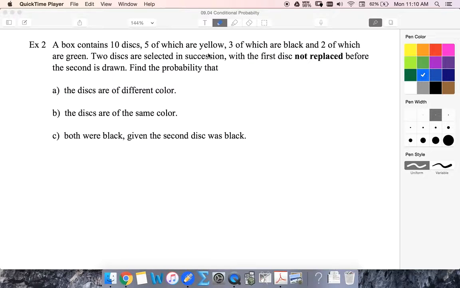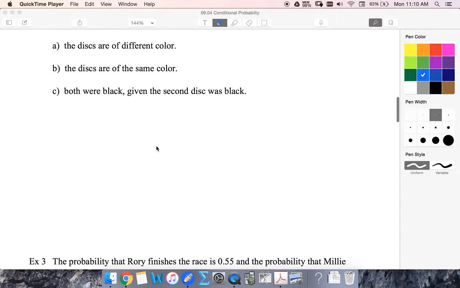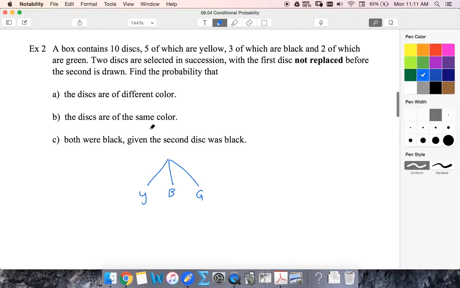So let's look at our tree diagram here. So we've got our first disc that we're going to pick. And if we made our tree diagram, the first disc has one of 3 options. So either it's going to be yellow, black, or green. And we had a few different probabilities for that. We had 5 out of 10, or 1/2, and 3/10 and 2/10.